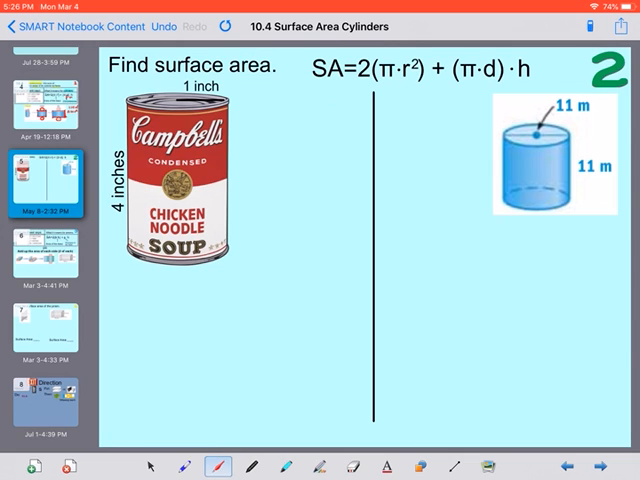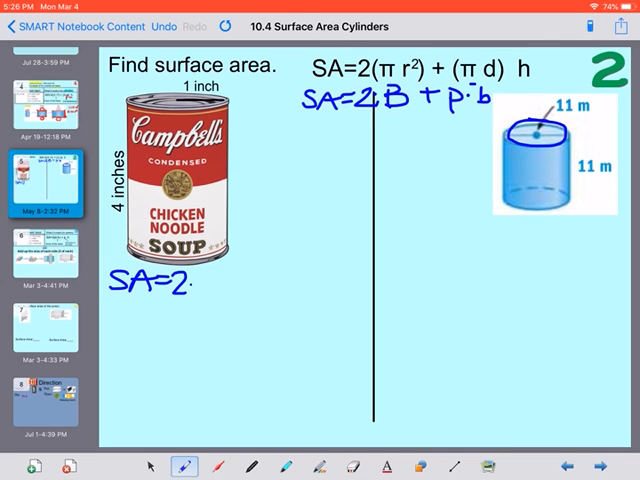I put the same formula up here at the top. If you want to use 2 times the base plus the perimeter times the height, it's the same formula. I just broke it down into what our base is. It's a circle, and here's the formula for a circle. And what is our perimeter? It's a circle, so it's the circumference. That's why I'm going to use the top one. So, surface area equals 2 times pi times r squared.